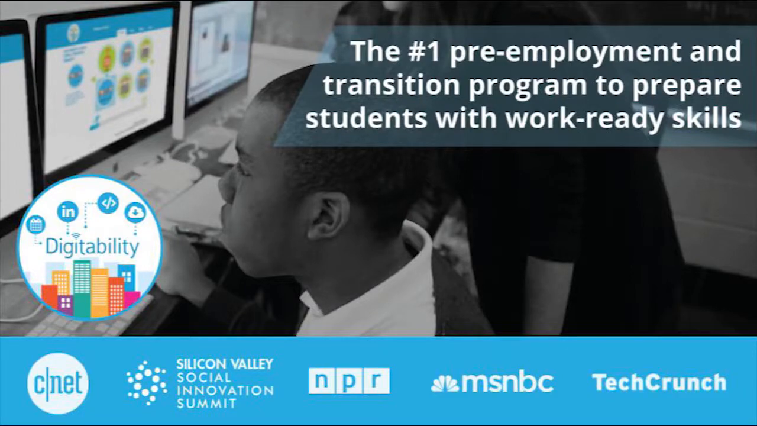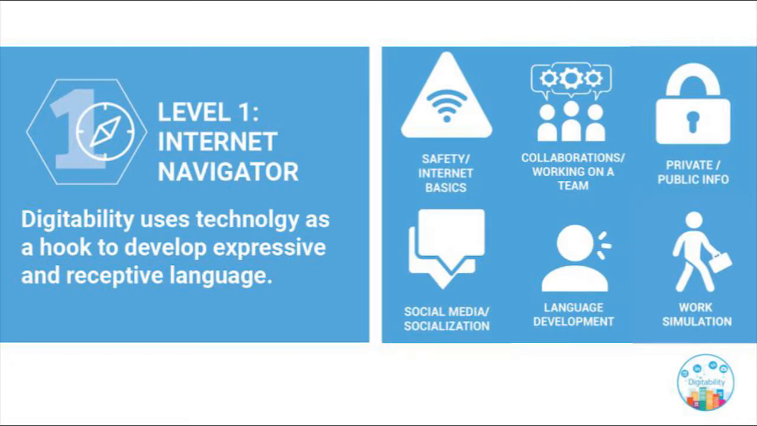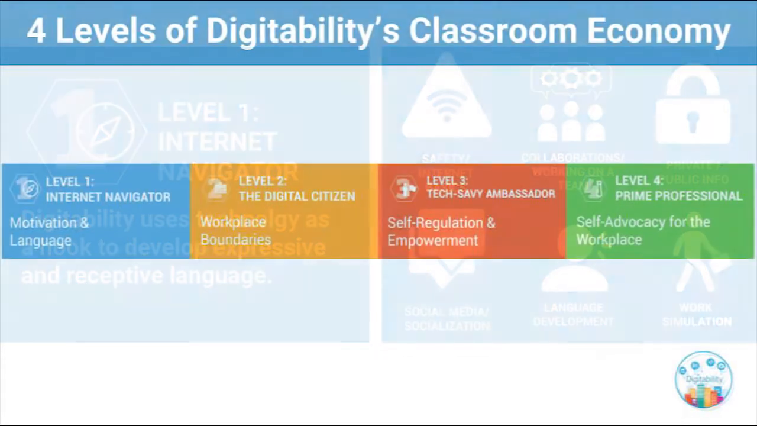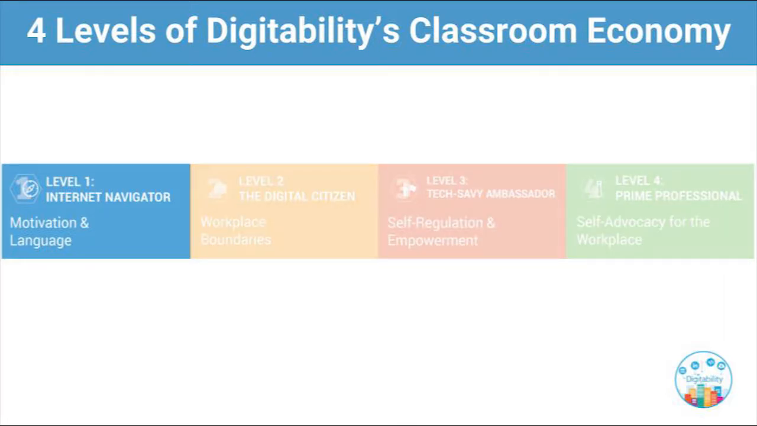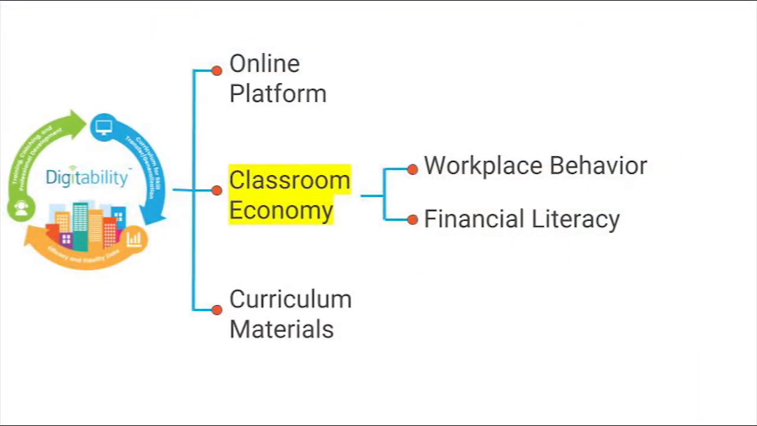We've been introduced to the Digitability curriculum and have focused on Level 1. You know that in Level 1, the Internet Navigator, students will learn about technology and will be able to develop their expressive and receptive language. You also know that Digitability's classroom economy has 4 levels, and we'll also be looking at Level 1, the Internet Navigator, where we use the classroom economy to develop motivation and language. You'll hear from our teacher, Dawn, who talks a bit about how she uses the classroom economy in her classroom.